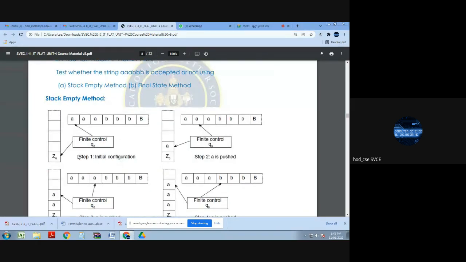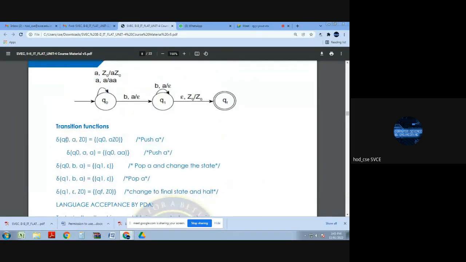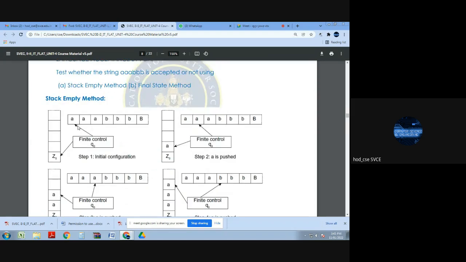Step 1, initial configuration. The stack will consist of Z0 and the input tape is consisting of A. So (Q0, A, Z0). What we had written is Q0 comma A comma Z0. So simply we are performing a push operation. We'll push A onto the stack, so the stack will become Z0 with A above the Z0.